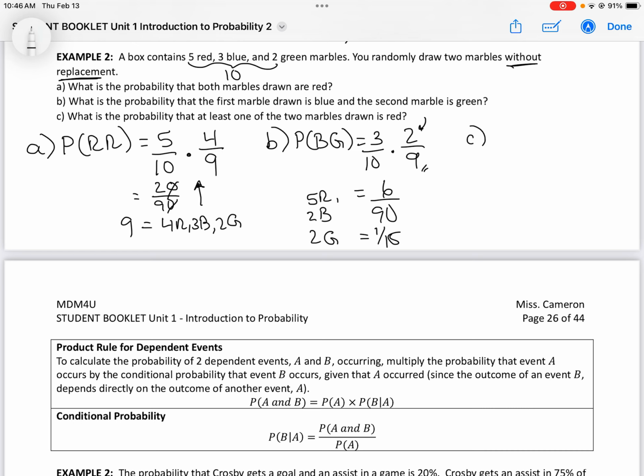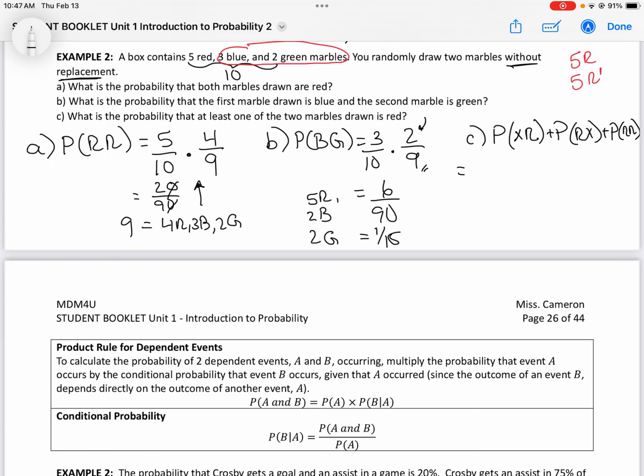Okay, and let's go to C. What's the probability that at least one of the marbles is red? So we're either going to have something then red, or we're going to have red then something, or we're going to have red and red. Okay, 3 situations here. So what we're going to do is regroup these. We have 5 red, and we actually have 5 not red.